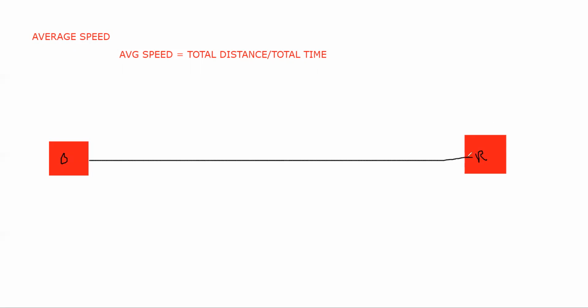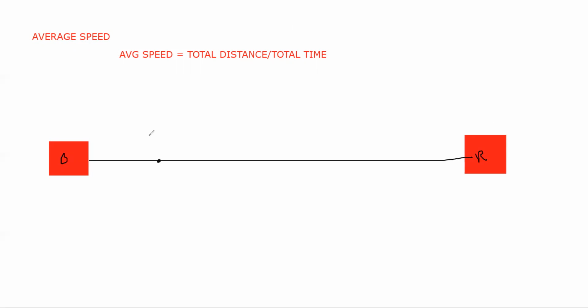Then average speed. The formula to calculate average speed is equal to total distance divided by total time to complete the journey. For example, you're in Buraidah and you travel to Riyadh. So this is the distance between them.